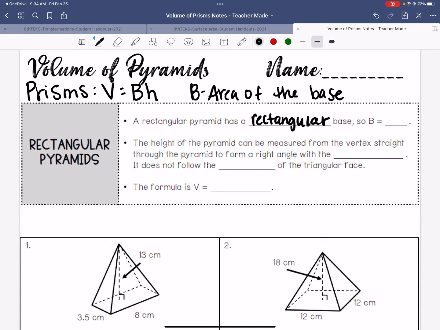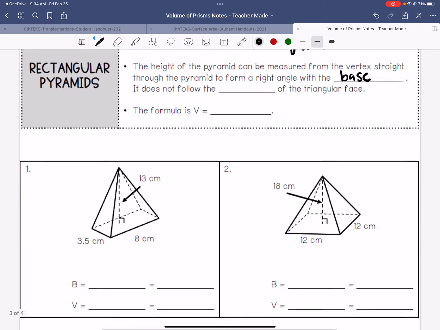Remember that all shapes are named by their bases. So if it's a rectangular pyramid, it's a rectangular base. If it's a triangular pyramid, it's a triangular base. Okay? The height of the pyramid can be measured from the vertex straight through the pyramid to form a right angle with the base. What that's saying is that our height is not going to go along the side of our pyramid, but instead it's going to go all the way from the very point at the top down and actually intersect with our base. So that's what it's saying there. It does not follow the length of the triangular side.